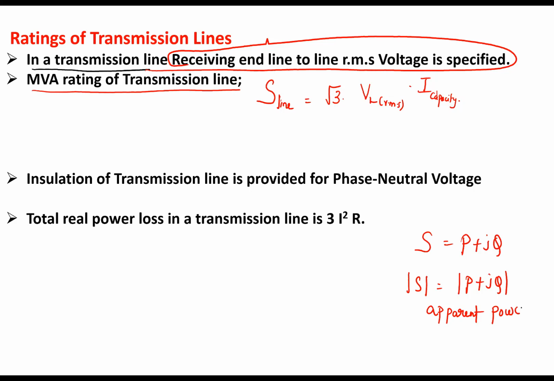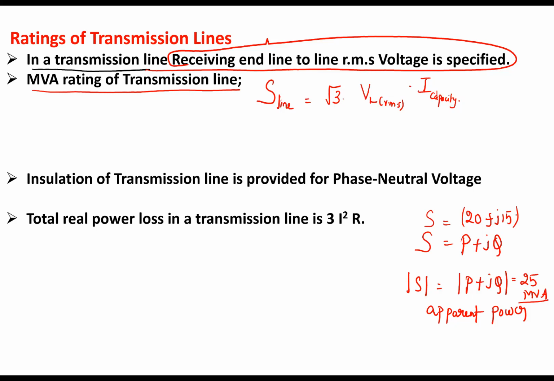When you express this value, suppose for example, this is 20 plus j15. So this is 20 megawatt and 15 MVAR, or it is the complex power. If you take the magnitude of this one, you're going to get how much? 25 MVA. 20 squared plus 15 squared, square root, it will become 25. So 25 MVA is the apparent power. 20 plus j15 is the complex power.